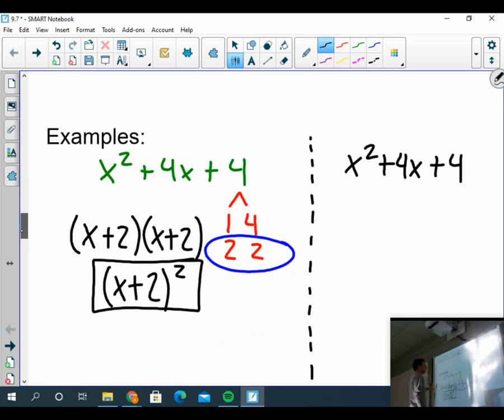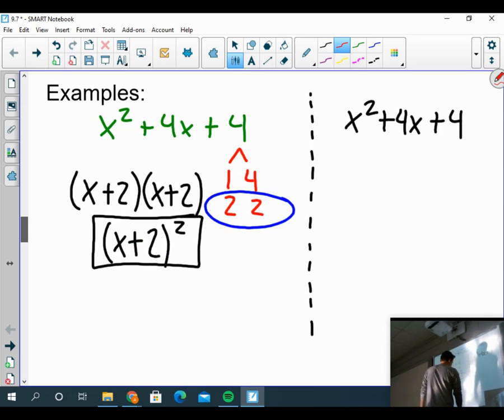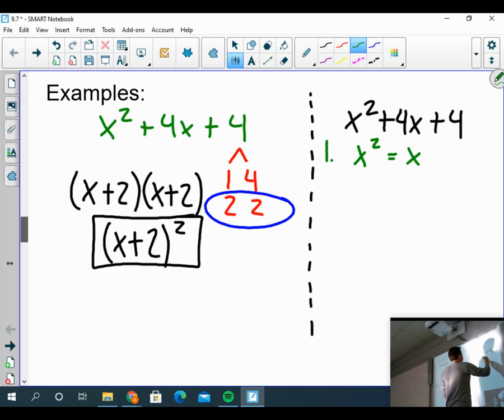So let's use that definition of how to recognize a perfect square trinomial and see if this meets the case. Well, let's look at it. The first criteria is I'm going to look at my first term. Is the first term a product of two identical factors? Well, x squared is the product of x times x. So yes, it is the product of two identical factors.